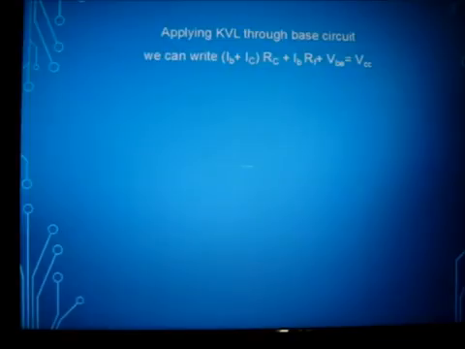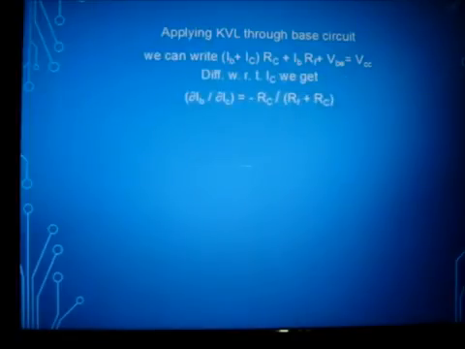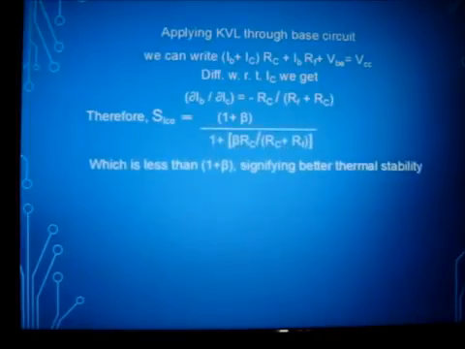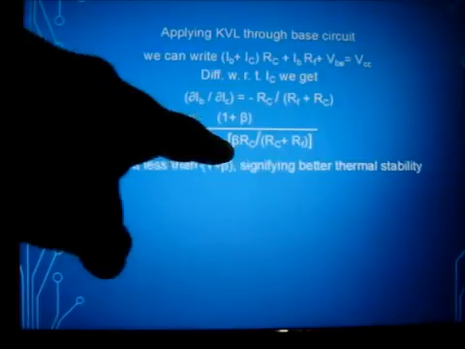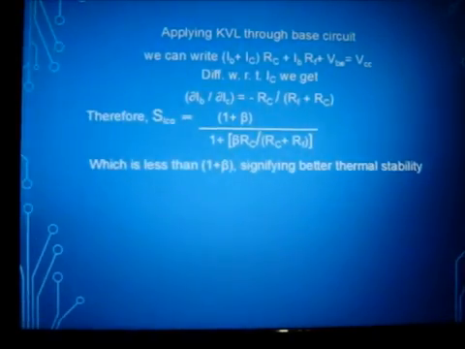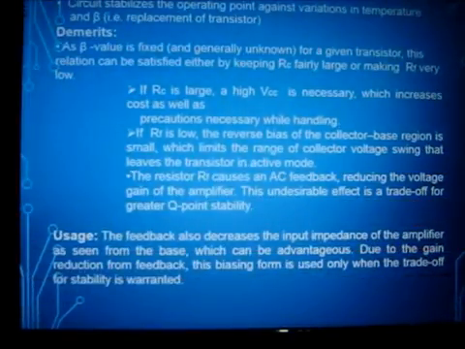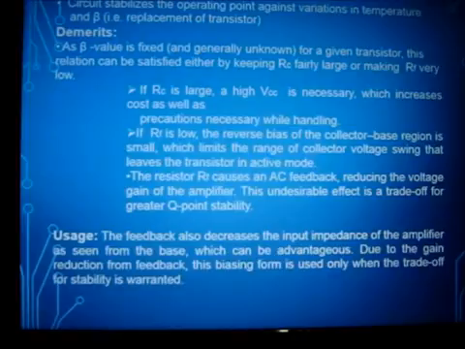Now simply applying KVL, we get VCC equals (IB plus IC) into RC plus IB into RF plus VBE, and again differentiating with respect to IC, we get the stability factor in this case as (1 plus beta) by (1 plus beta into RC by (RC plus RF)), which is less than 1 plus beta. This shows that it has a better thermal stability. That means it is not so prone to changes of temperature and parameters. It also has some merits and demerits.